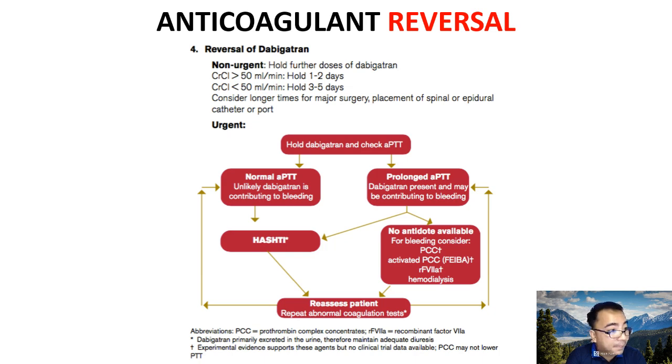So, what about for the dabigatran? Or any factor 10A inhibitors. Pero the drug of choice pa rin will always be the dabigatran for the NOACs. Okay, so if it's non-urgent, hold for the doses of the dabigatran, then check for creatinine clearance. Okay, kasi based on the creatinine clearance, doon tayo magbabase kung gaano katagal, kung ilang araw natin i-hold yung drug. Okay? Ito sinabi ko sa inyo class, there is no antidote available for factor 10A inhibitors or the NOACs. Normally, you just give hemodialysis. Right?